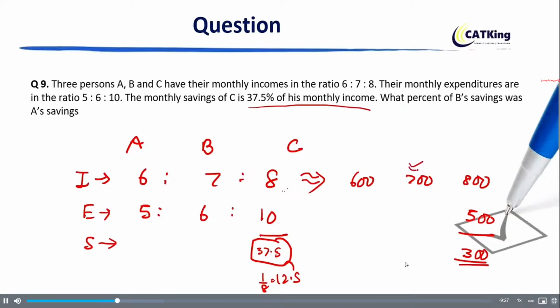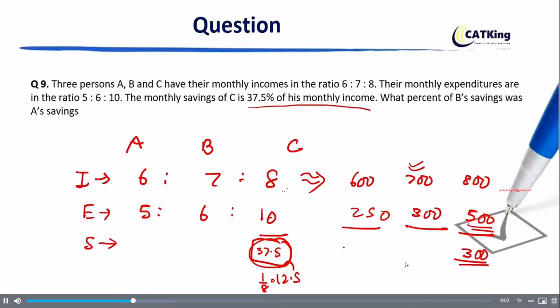First of all I assume these values, then because this was given as 37.5, I got the savings, I got this value as 500, fine. Now if 10 corresponds to 500, 1 corresponds to 50, correct? So 6 corresponds to 300, this is 250. Now I got all these expenditures.